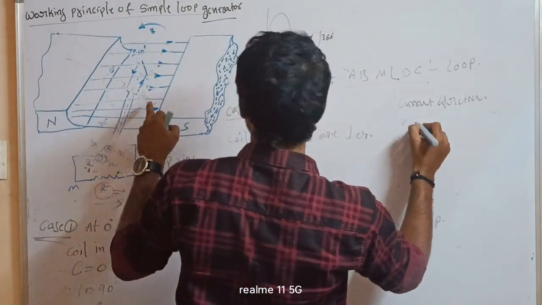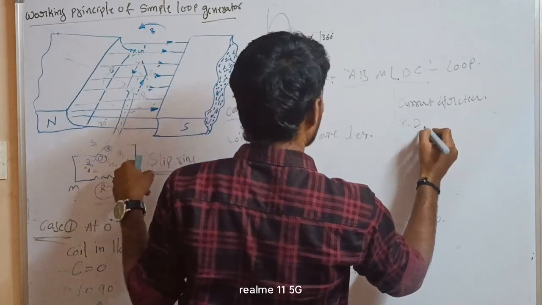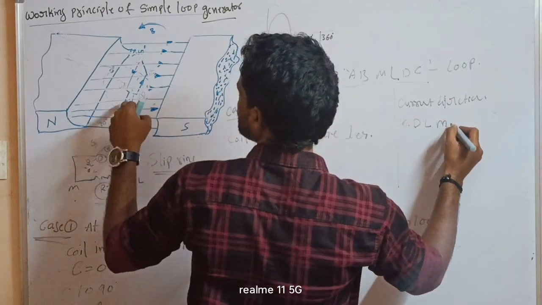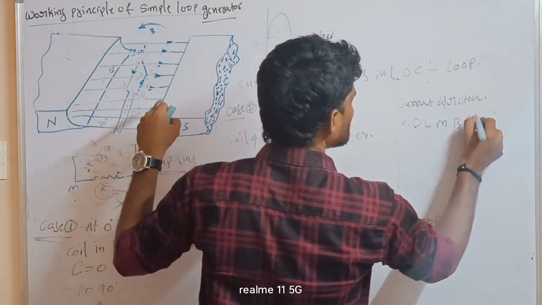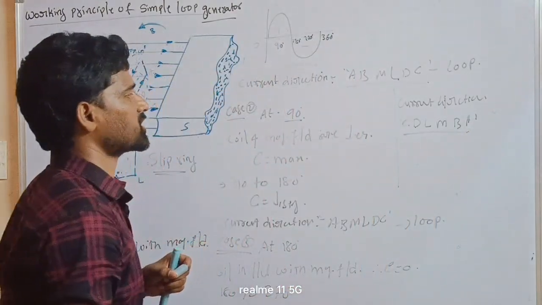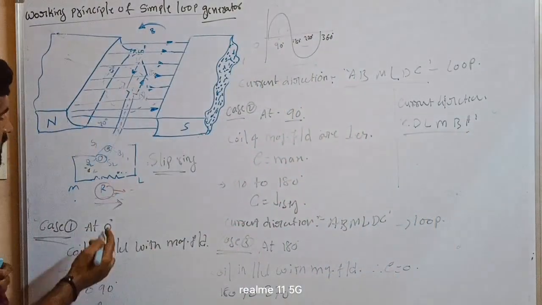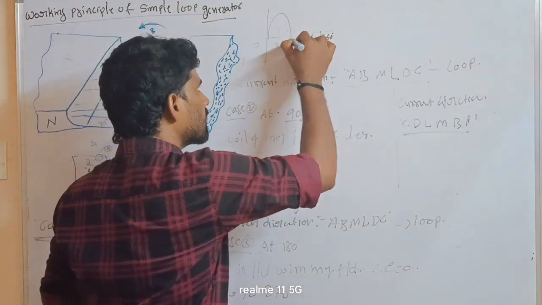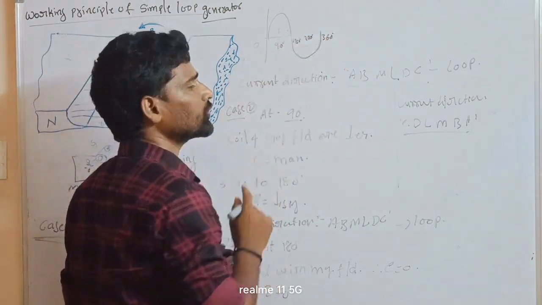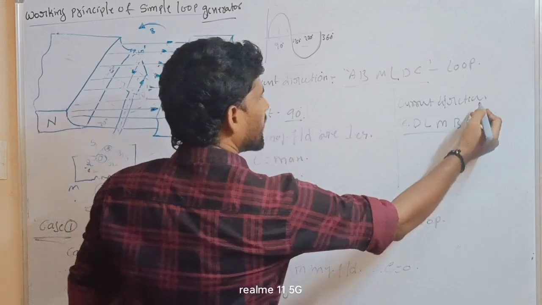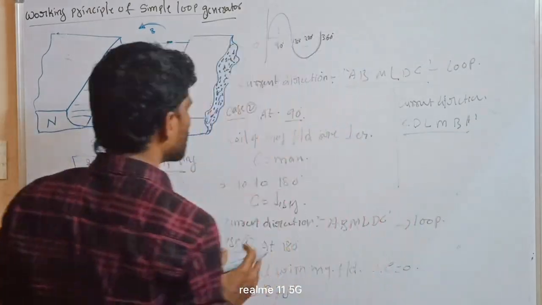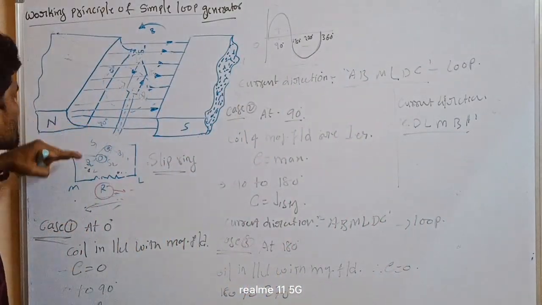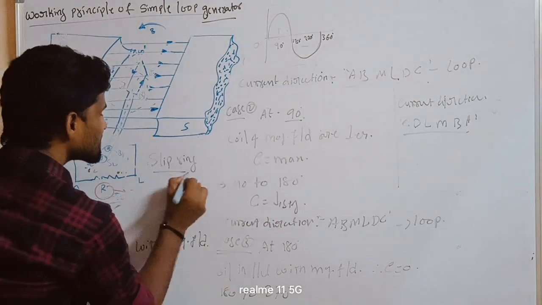C, D, L, M, B, A. The current is flowing in the opposite direction. Here, the current flowing is in the opposite direction. So the condition is reverse direction. So output is coming from the negative field direction. So here current is in the opposite direction. So therefore, the output result on this is at the slip rings.